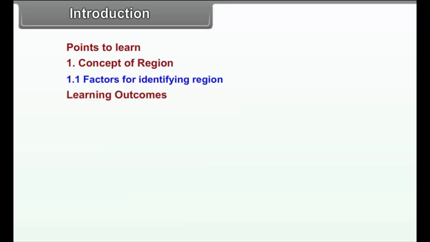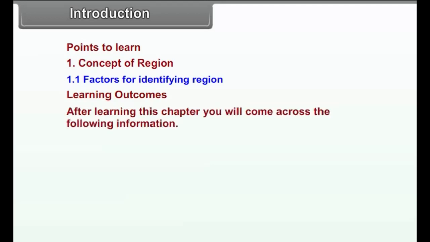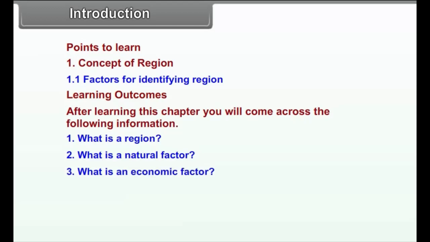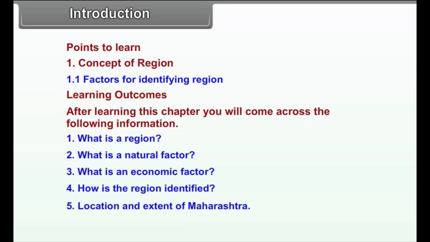Learning outcomes. After learning this chapter, you will come across the following information. 1. What is region? 2. What is a natural factor? 3. What is an economic factor? 4. How is a region identified? 5. Location and extent of Maharashtra. 6. Maps providing regional information.